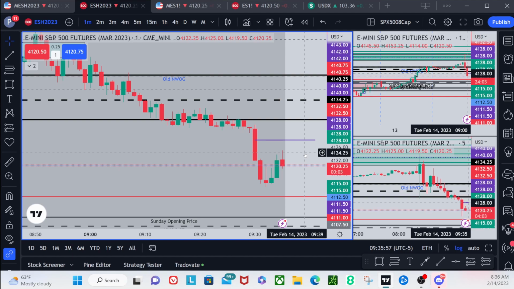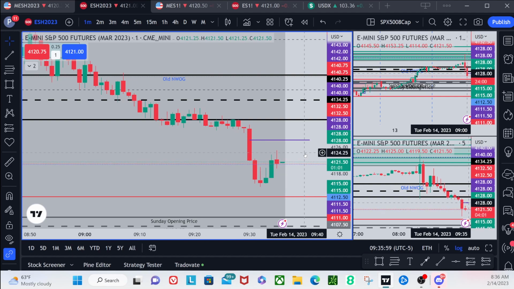I'm not suggesting that's what's going to happen. I'm just telling you the framework, because I'm going to be leaving you, and it's something for you to observe and study. But as long as we're below 41.28, sell side liquidity and new week opening gap for this week, if it gravitates back to that, we're going back into the chop. So hopefully that helps. I know it would have helped me as a trader, when I was first starting, if I would have had this information and the logic.